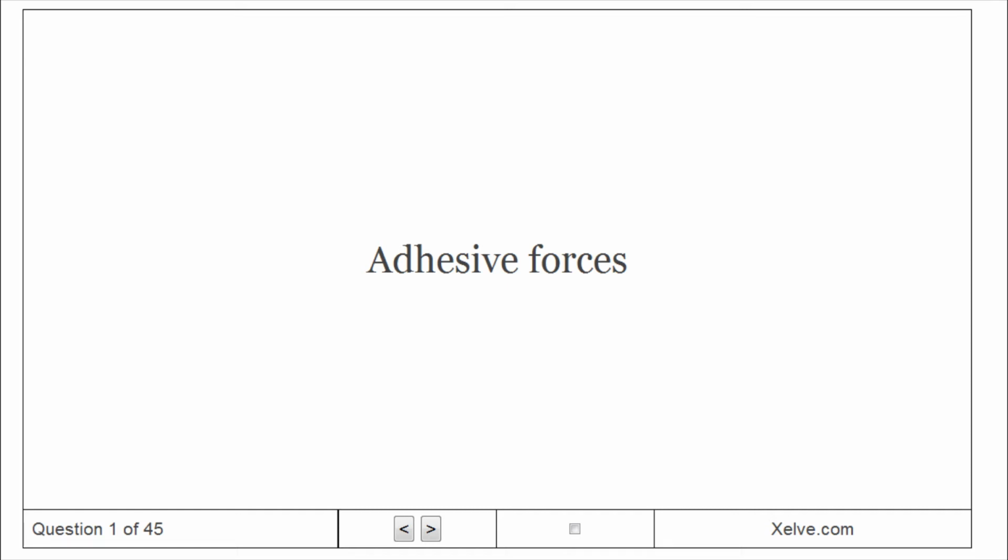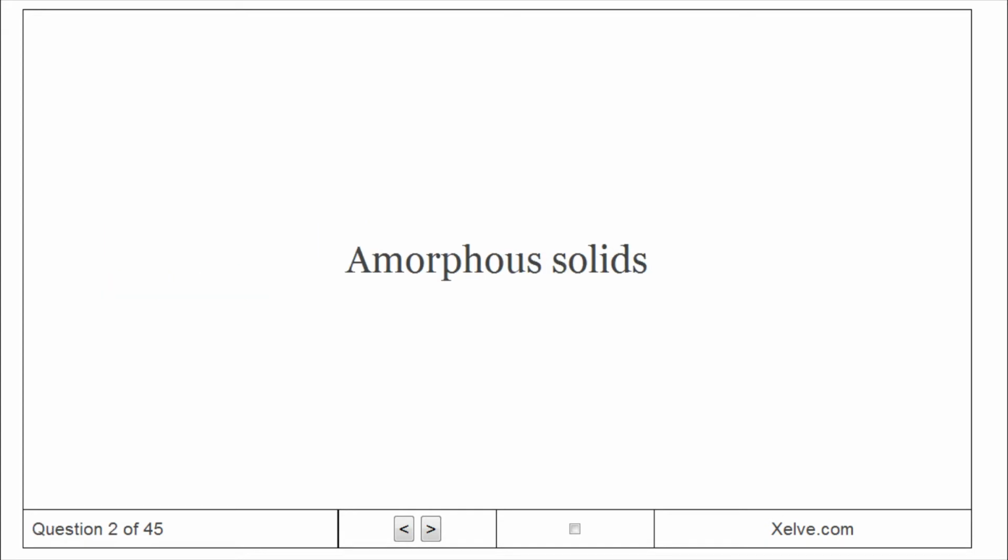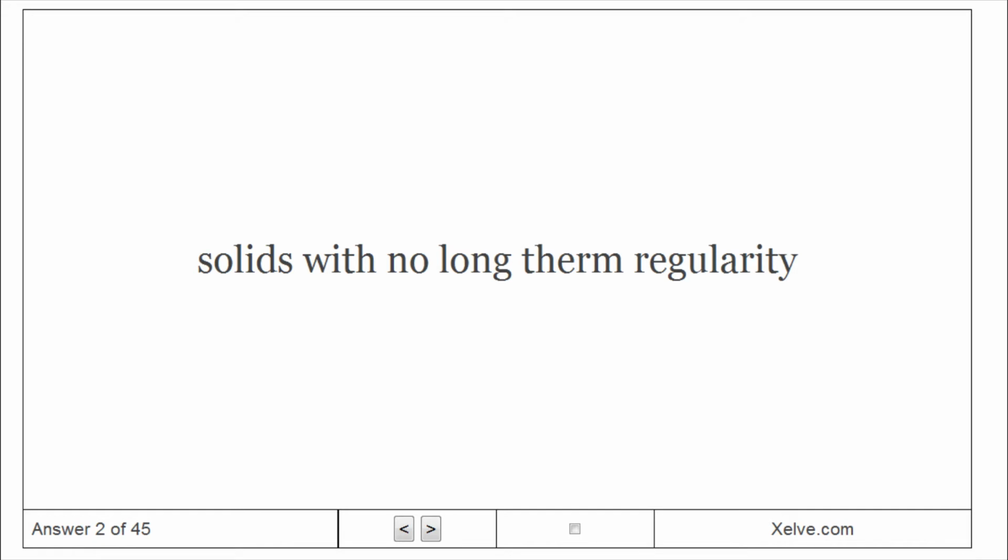Adhesive forces. Forces of attraction between two different materials. Amorphous solids. Solids with no long-term regularity.